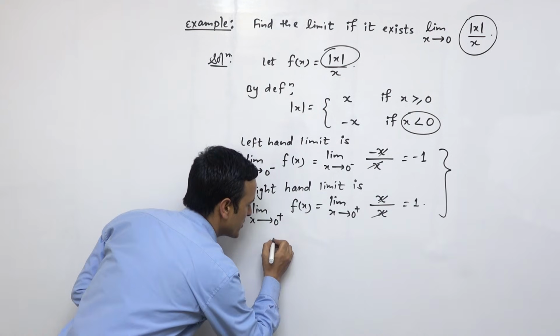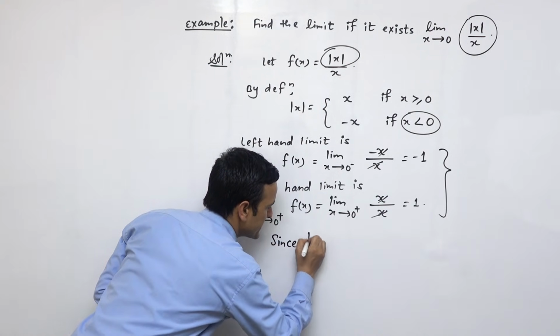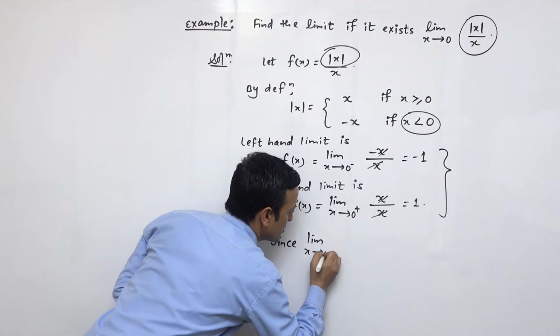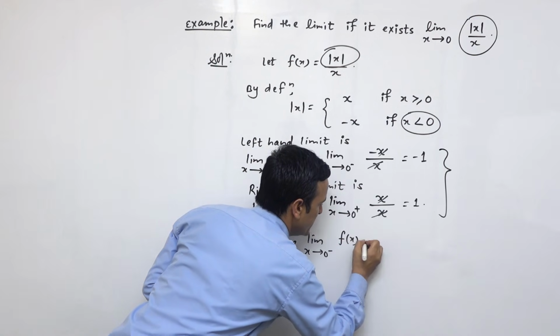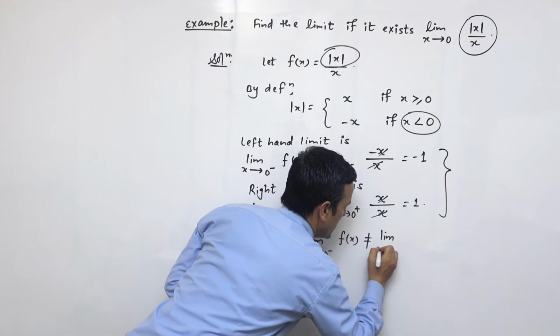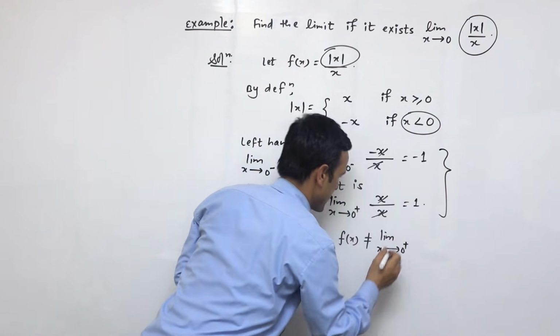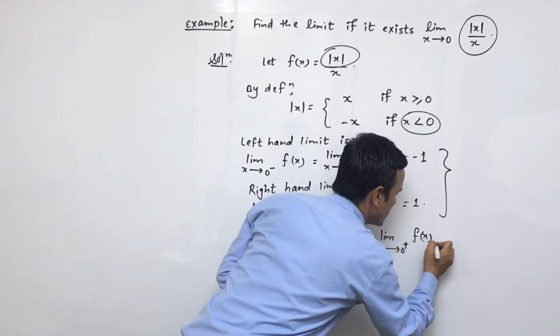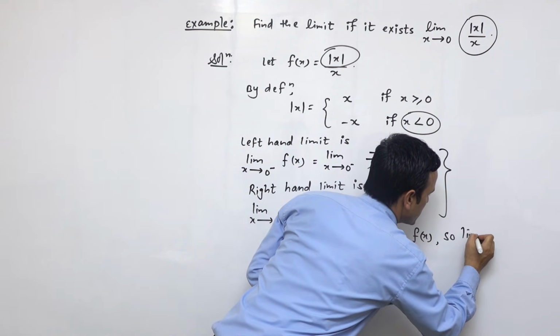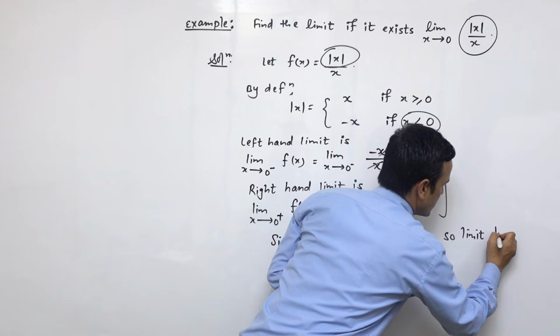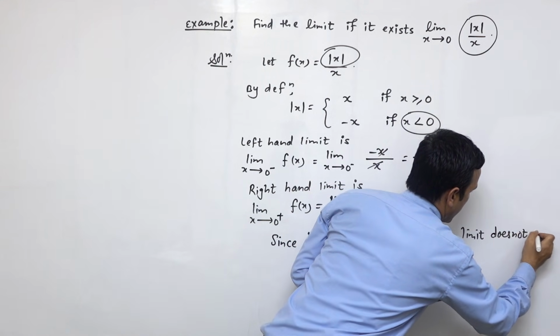So write down the conclusion. Since limit x tends to 0 minus of this function is not equal to limit x tends to 0 plus of this function, the limit does not exist.